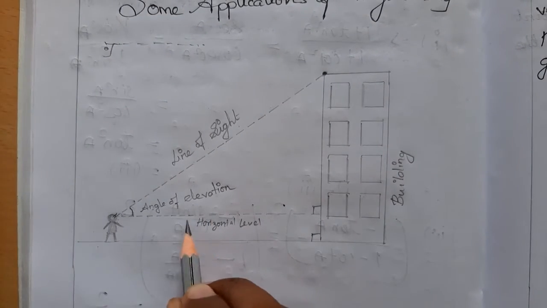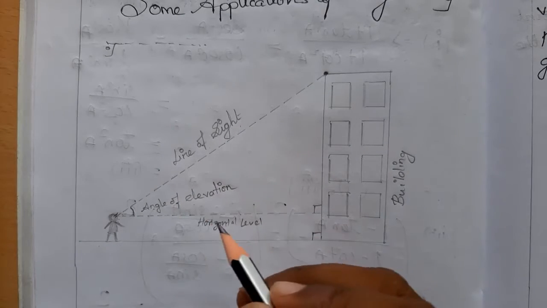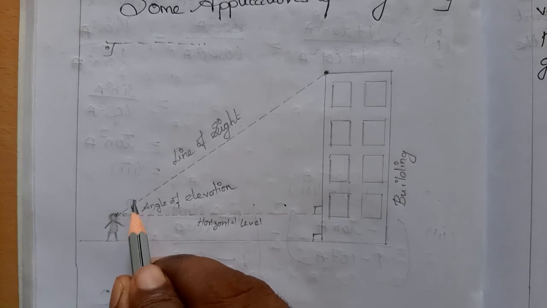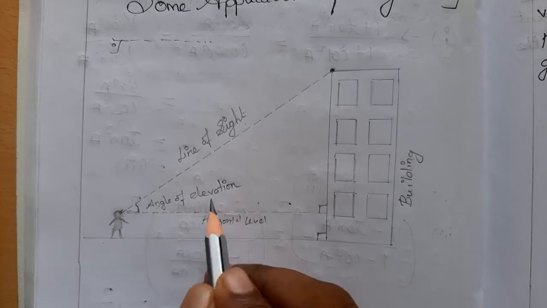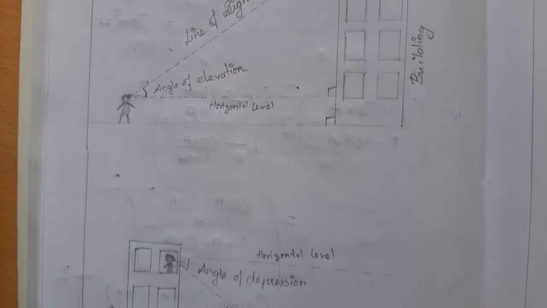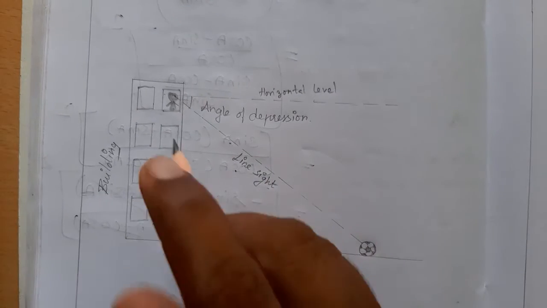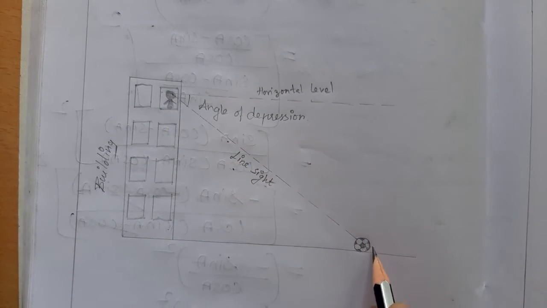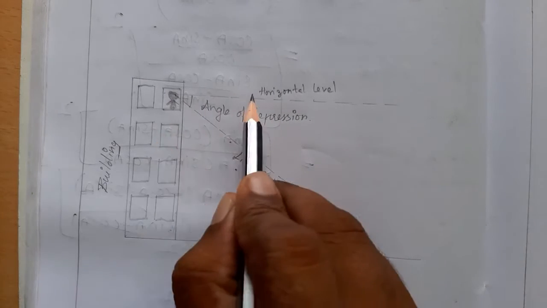So the angle made by this horizontal level to the line of sight is the angle of elevation. Also note that from this normal horizontal level we have to raise our head to see the top of the building. So that is the angle of elevation. In the next case, we have to lower our head to see the object, since the person is on top of the building and is looking at an object below, lowering the head from the horizontal level.